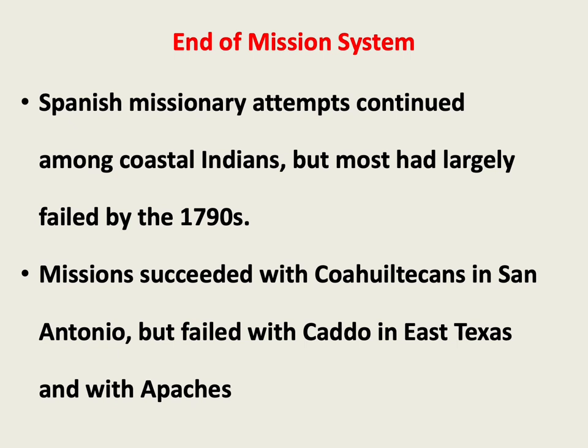The missions continued among the coastal Indians, because some of them were very poor, and they went to live in the missions basically because they got food, and also with the Indian group, the Cahuitacans in the San Antonio area. And again, they were very, very poor, like the coastal Indians, and they welcomed the food and the opportunity to learn how to make a living.